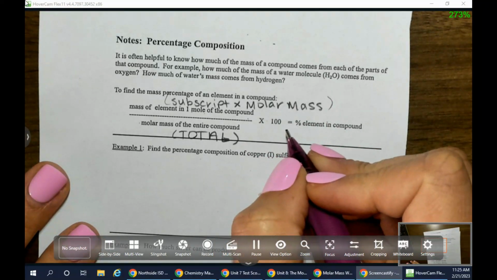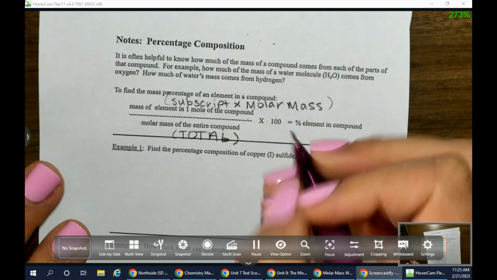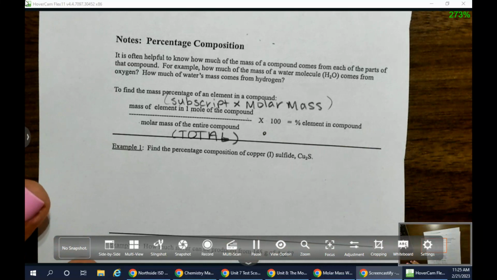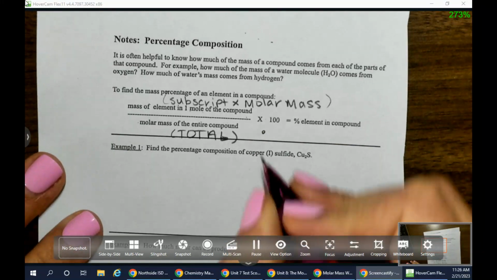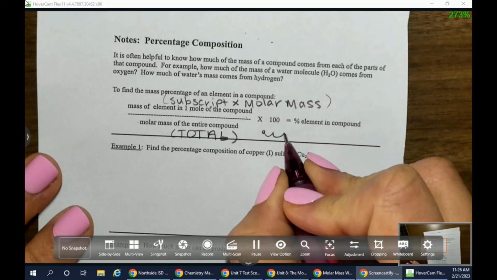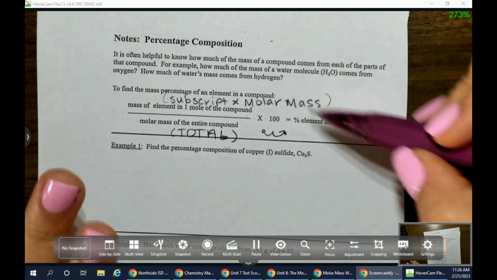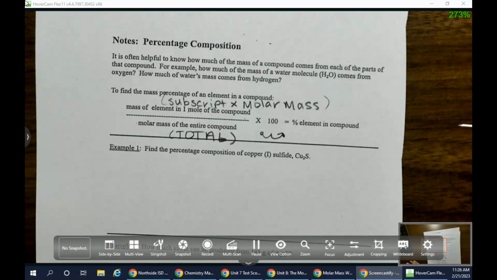Does anybody remember what the shortcut is for multiplying by 100? It deals with the decimal. You move it 2 times to the right. All right, so you're basically turning it into a percent number. I recommend you report your answer with 2 decimal places.